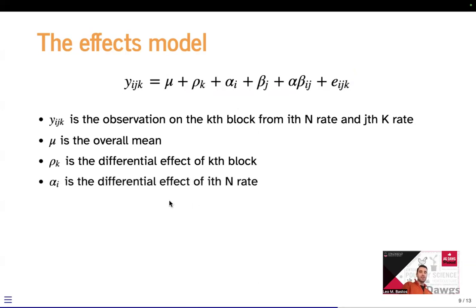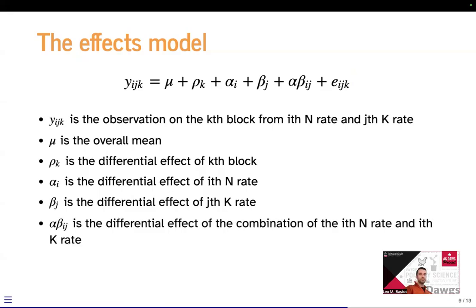Your alpha I is going to be a differential effect of the nitrogen rate. So let's say we have 3 nitrogen rates, so we have 3 I's. So I goes from 1 to 3. K here, because we have 4 blocks, just goes from 1 to 4. And also J is our effect on potassium. So we have 3 levels. J goes from 1 to 3 as well. So our beta J's are going to be the differential effect of the jth potassium rate.